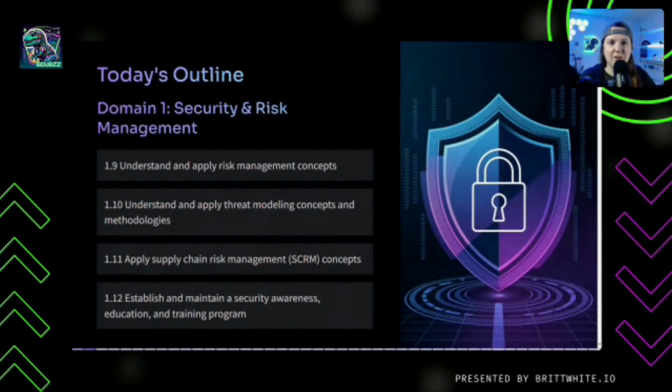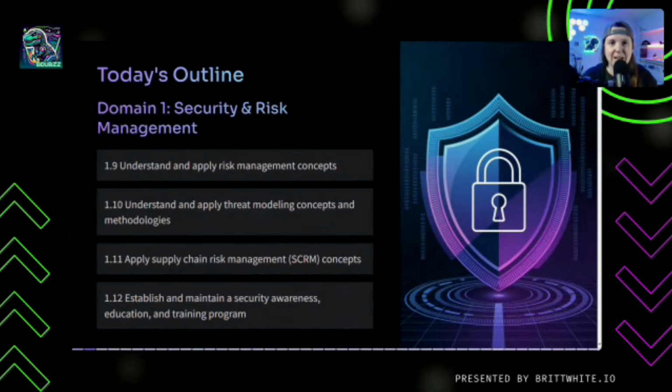We will be focusing today on risk management, threat modeling, supply chain, and security awareness. Specifically, we're going to be finishing up objectives 1.9 through 1.12. These objectives, as we've said before, are absolutely fundamental. 1.9, understand and apply risk management concepts. 1.10, understand and apply threat modeling concepts and methodologies. Then we have 1.11, apply supply chain risk management SCRM concepts. And finally, 1.12, establish and maintain a security awareness, education, and training program.